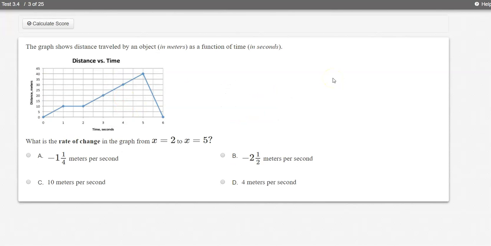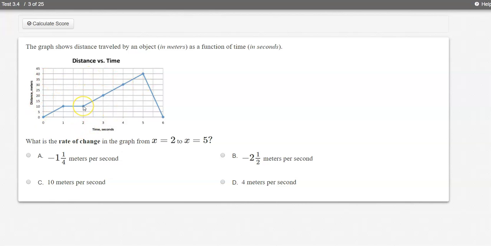The graph shows a distance-time graph. The distance is in meters, the time is in seconds, and you are asked to find the rate of change from x equals 2 to x equals 5. This is simply a slope question. So the slope of the graph would be the change in y, or the change in the distance, divided by the change in the time.